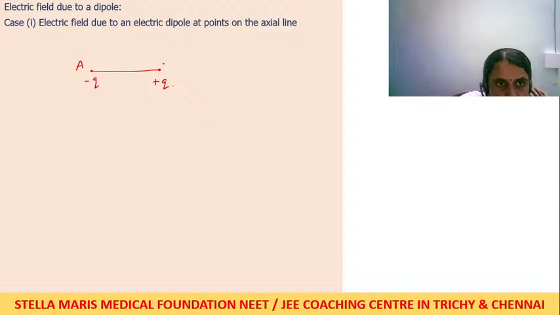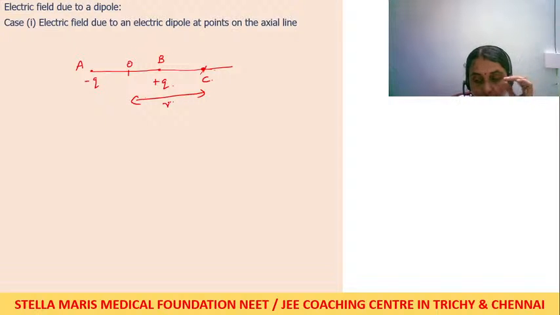Consider this is point A and this is point B, and a point C is located at a certain distance from the center. Consider this is the point O and this is point C. This point C is separated from the center O by the distance R. This is the midpoint.